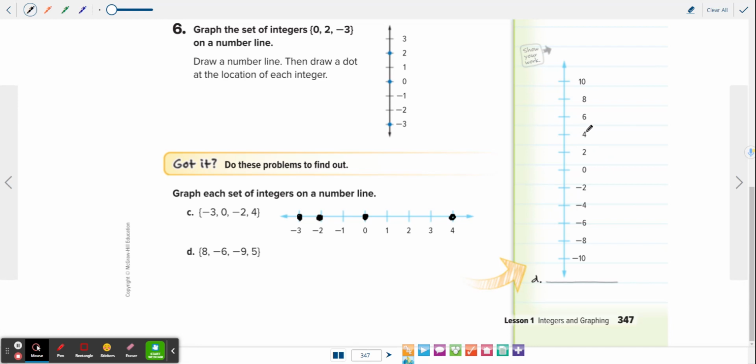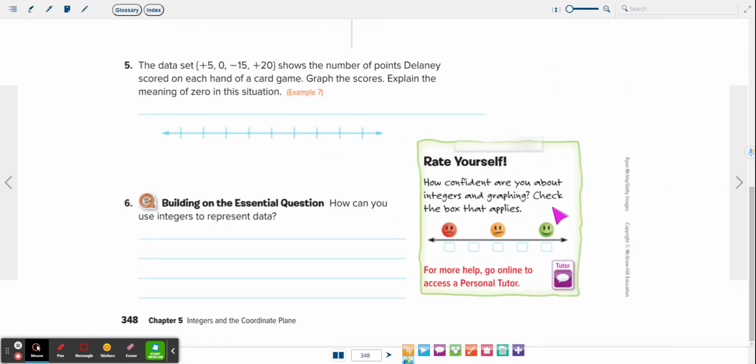Okay. Now if you want to do D, they've already got the number line for you. If you want to pause here, do D, and then come back, that's fine. I'm going to go ahead and do this. So 8, -6, -9. It's going to be halfway between -8 and -10, so it's a little tricky. And then 5 is going to be halfway between 4 and 6. It's positive, so it's up here. Okay, just like that.